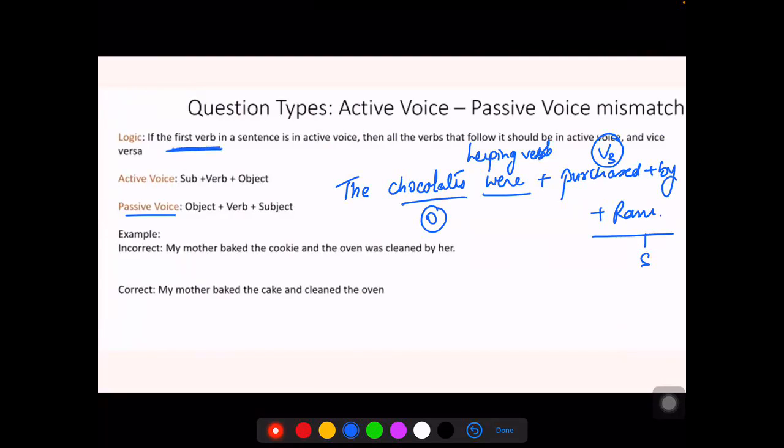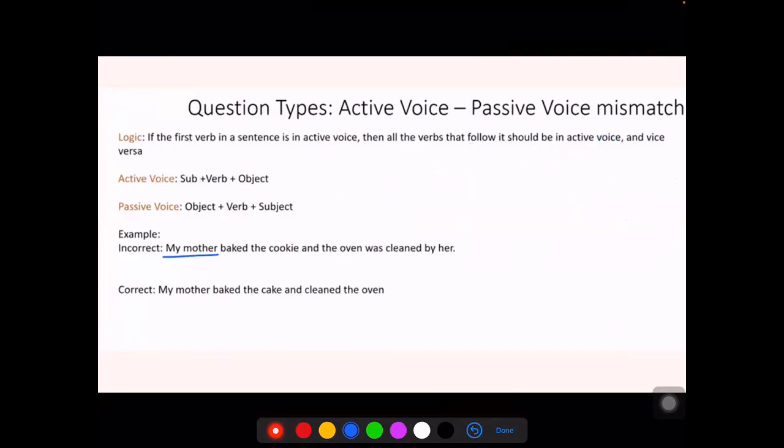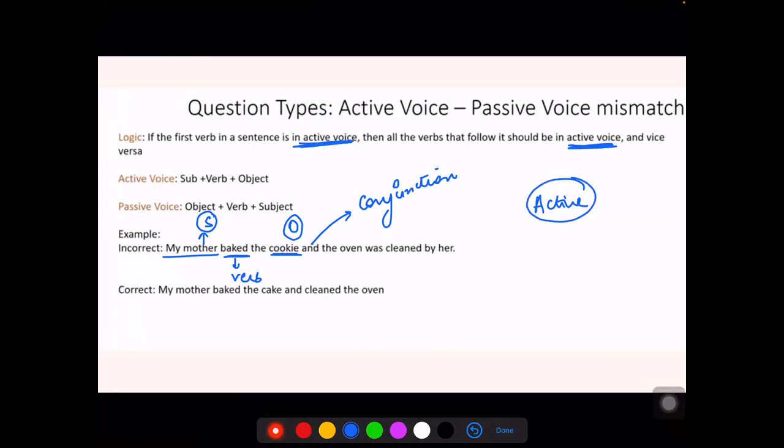In the first sentence in active voice, then all the verbs that follow it should be in active voice and vice versa. For example, my mother. Now you can see here, my mother. Mother is a subject of this sentence. Baked the cookie. Cookie is an object she's baking, and baked here is a verb. And there's a conjunction here used in the sentence. Then after the conjunction also, there should be an active voice sentence because active voice follows the active voice. So active voice says that the subject should be at first.